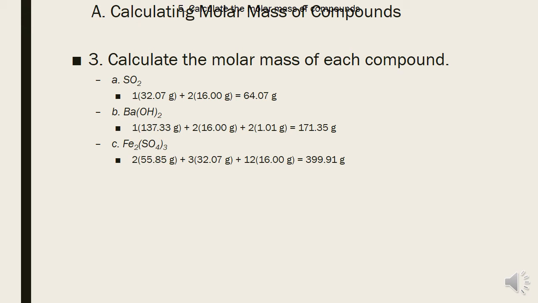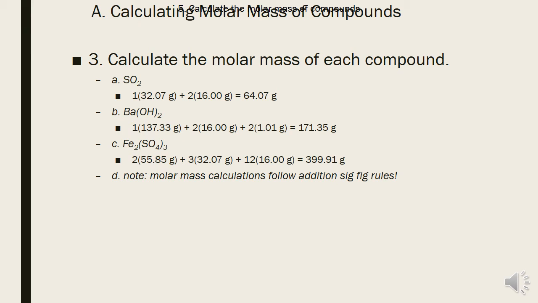Now, one thing to note here on these calculations is yes, even though we are hitting the multiplication button, the sig figs actually follow addition rules. And the reason why is simple. Going back to our first example, there are exactly 2 moles of oxygen in every mole of SO2. There are exactly 12 moles of oxygen in every mole of the iron 3 sulfate.